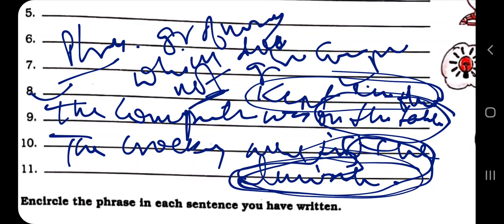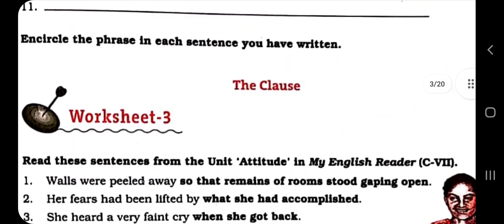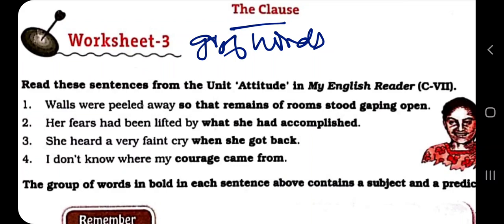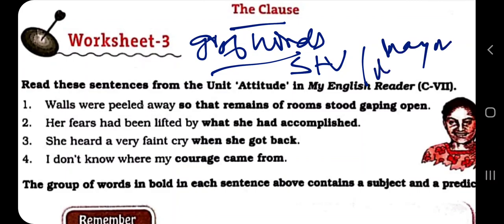Now let's move to the next part, that is worksheet 3. And what is worksheet 3 all about? The clauses. Now you have understood clauses too are groups of words. And what do they have? They have both subject and verb, and they may or may not give complete sense. Now read the following sentences from the unit Attitude.